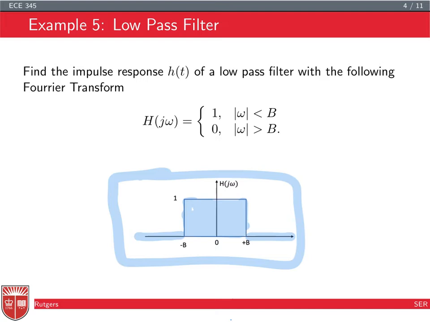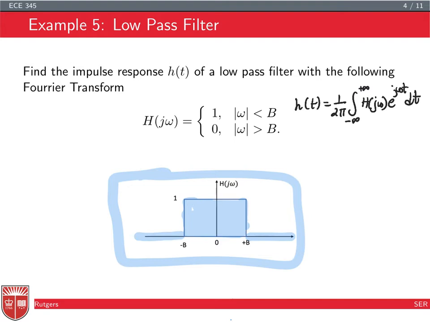So we are given the following H of j omega, which is equal to 1 if omega is between minus b and plus b and is equal to 0 otherwise. The question is to find the impulse response h of t of this low pass filter. To find h of t, we need to apply the inverse Fourier transform. So h of t is equal to 1 over 2 pi times the integral between minus infinity and plus infinity of H of j omega e to the j omega t d omega.